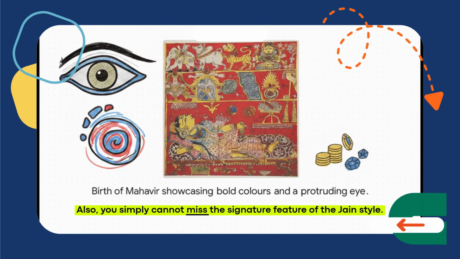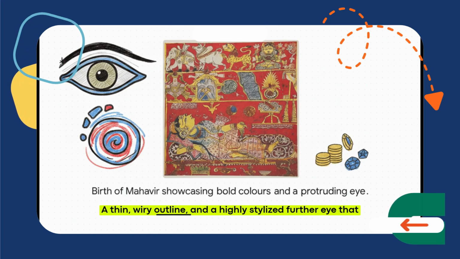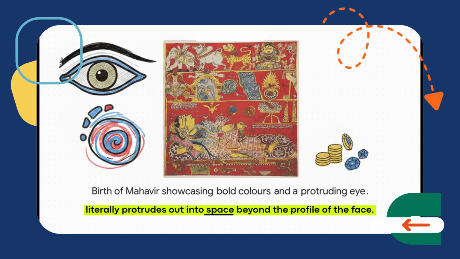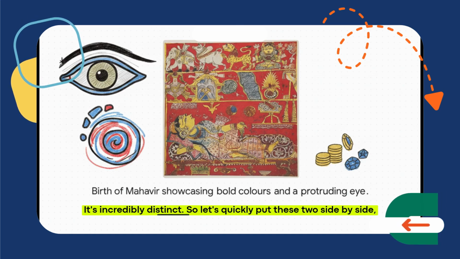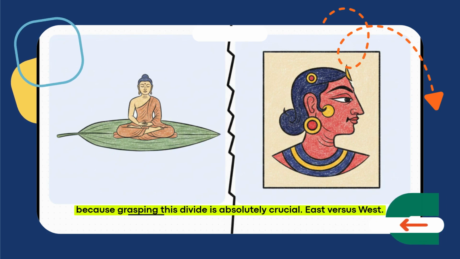Also, you simply cannot miss the signature feature of the Jain style. A thin, wiry outline and a highly stylized further eye that literally protrudes out into space beyond the profile of the face. It's incredibly distinct. So let's quickly put these two side by side because grasping this divide is absolutely crucial.